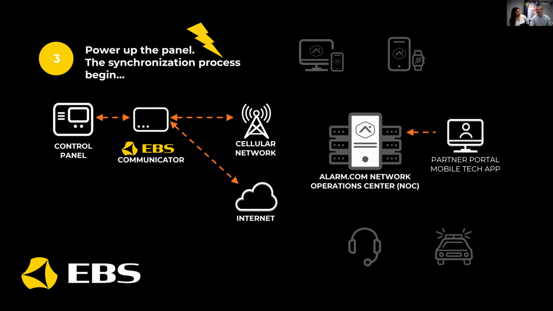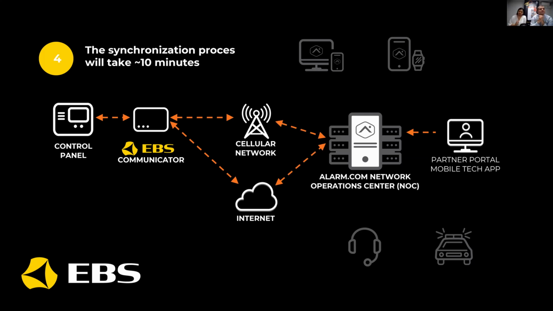The communicator is searching for a cellular network, and optionally, if it's EPX 400 and you have selected a dual path, of course, you need to connect the Ethernet cable. The connection route is also via internet. Okay. After about 10 minutes, the synchronization process is over.